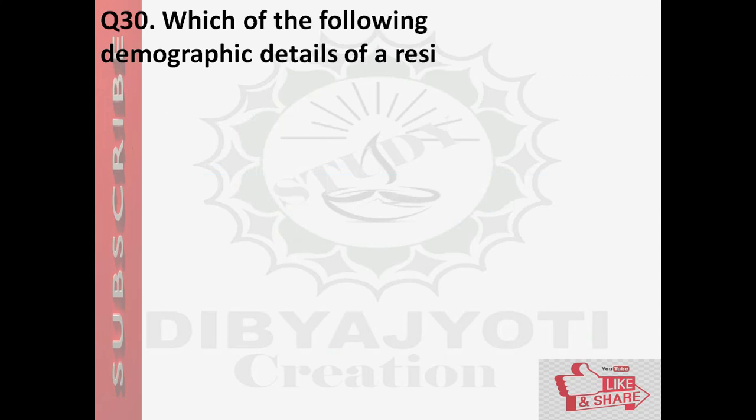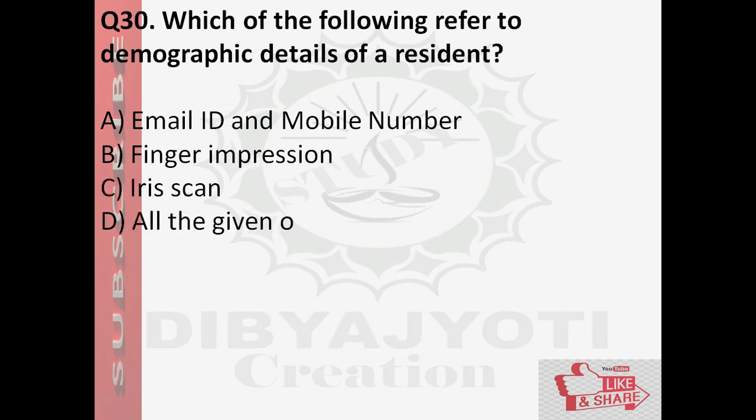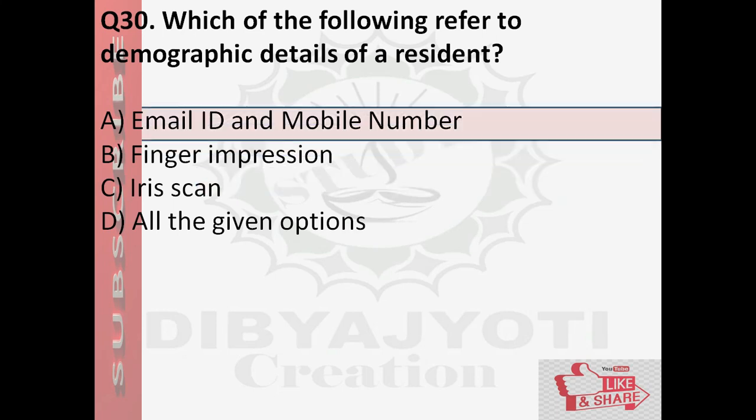Then question number 30, which of the following refers to demographic details of a resident? Options are, option A, email ID and mobile number, option B, finger impression, option C, iris scan, option D, all the given options. And answer is, option A, email ID and mobile number.